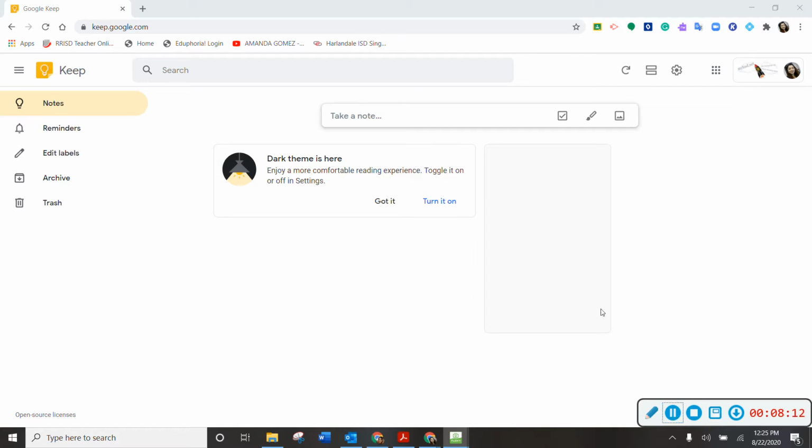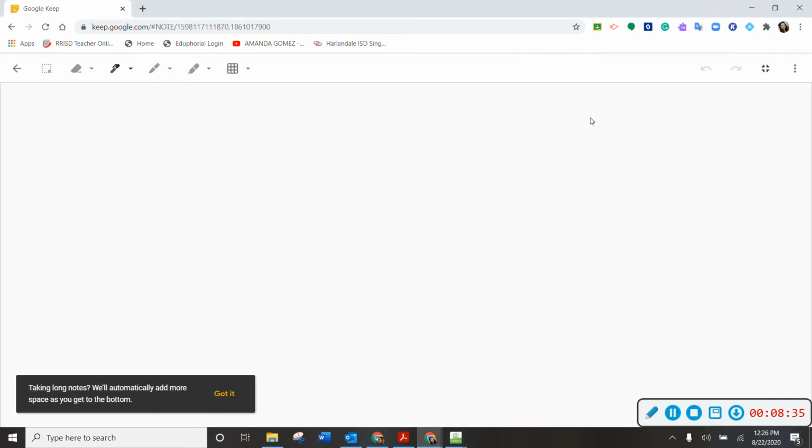Now, keep.google.com is pretty interesting and really simple to use. So it says right here, if you want to take a note, obviously we want to write on something. You'll notice here, you can make a list, you can make a note over a picture. That comes in handy on your phone. But for right now, I want to click on the paintbrush and we're going to make a note with a drawing.